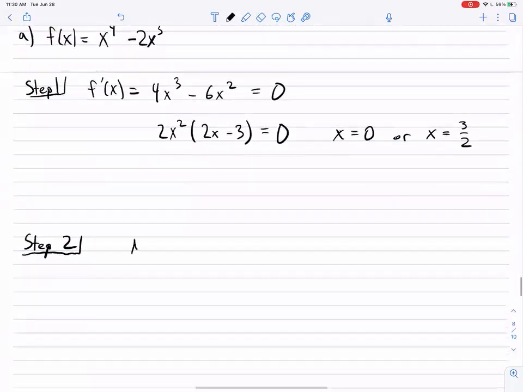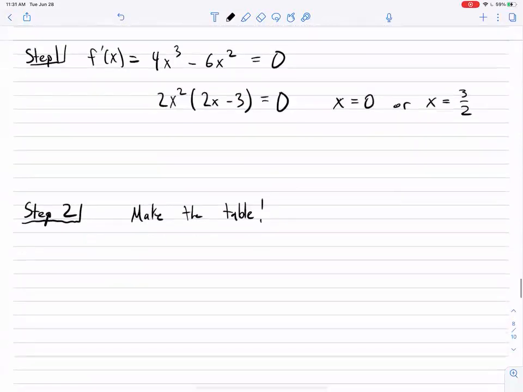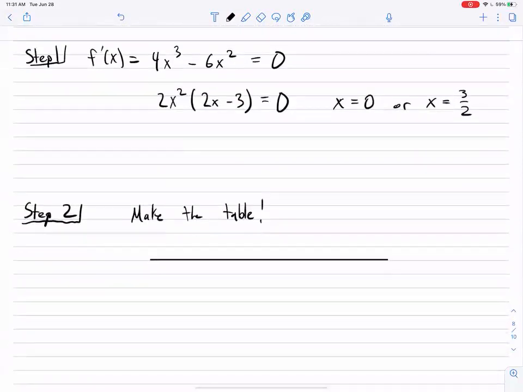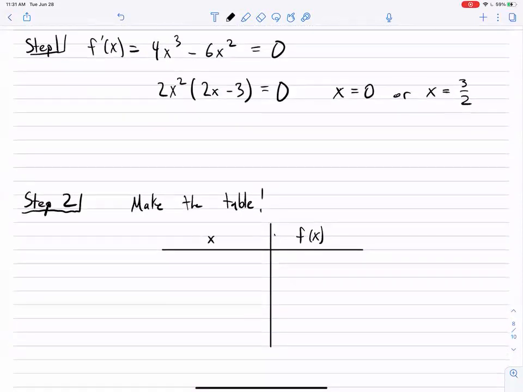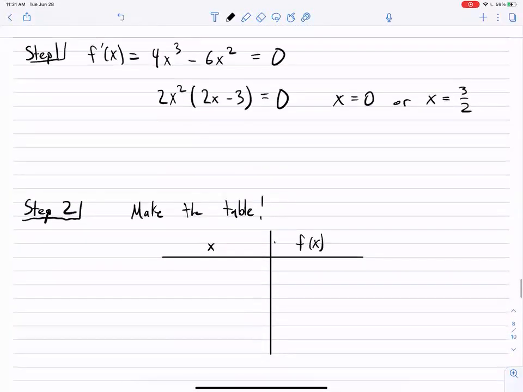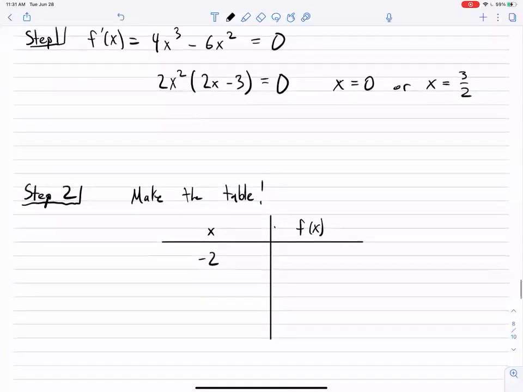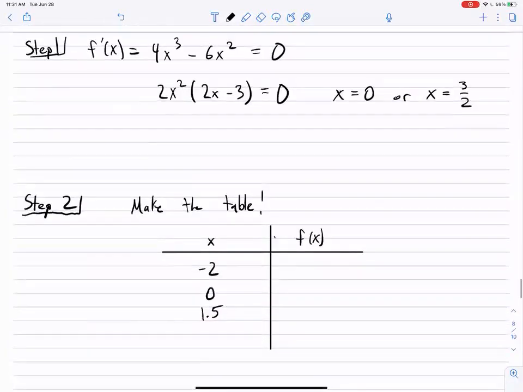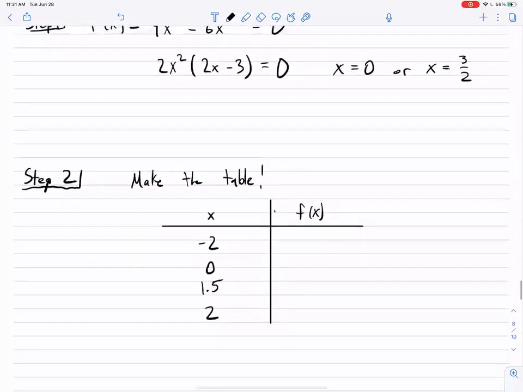So step 2, make the table. How are we going to make a table? We're going to make a little table like this. On the left-hand side are the x values. On the right-hand side are going to be the function values, f of x values. The x values that you put on this table are the endpoints of our interval, so -2. You're going to put all the critical points, so 0, 1.5, and then the other endpoint 2. So those are going to be all the values we check.